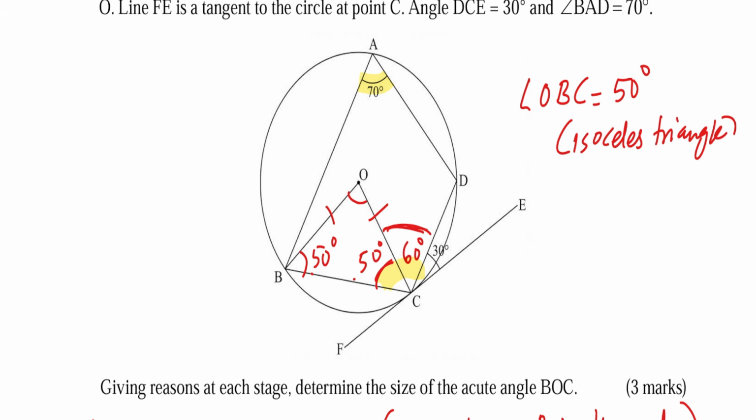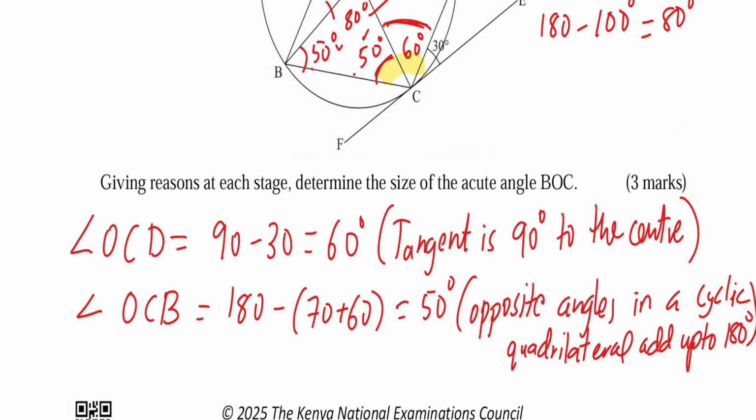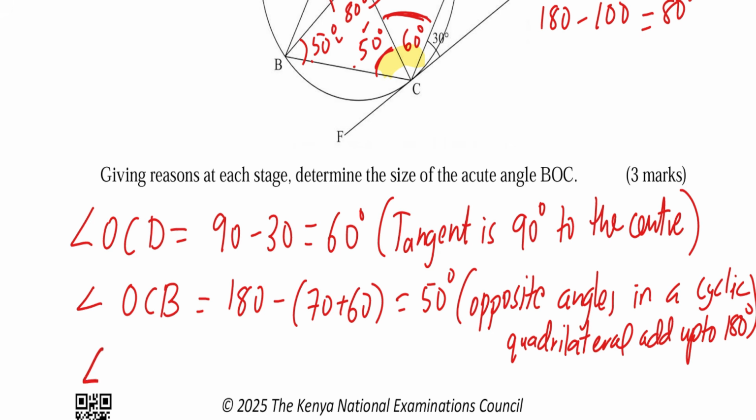Since angles in a triangle add up to 180, you add this 50 and 50, you get 100. So 180 minus 100 gives you 80 degrees. This is 80 degrees, and that's the answer. So angle BOC is equal to 80 degrees.